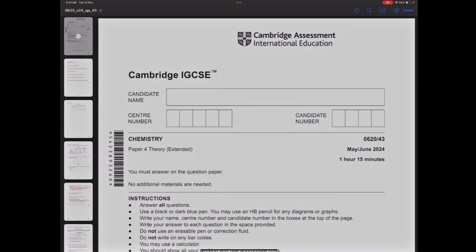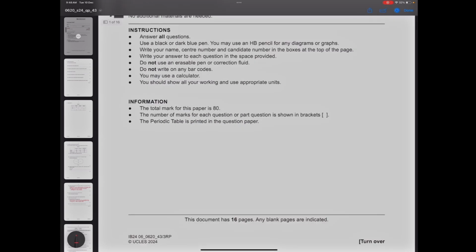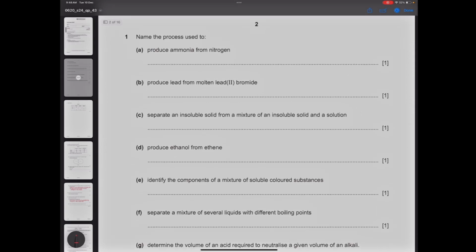The paper we are solving today is IGCSE Chemistry, May-June 2024, and this is paper number 43. Now, let's start with the first question. Name the process used to produce ammonia from nitrogen. So we know that this is the Haber process.